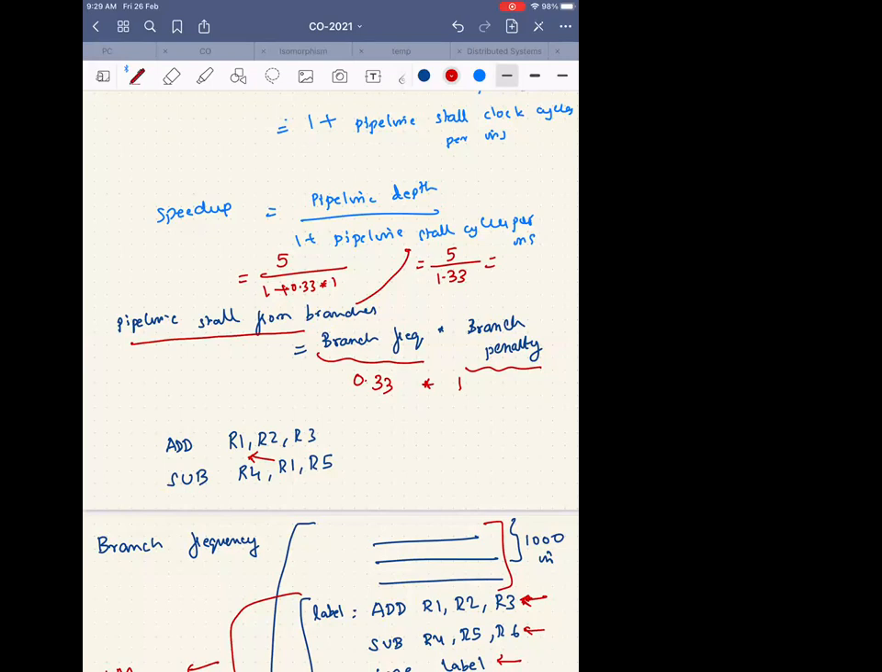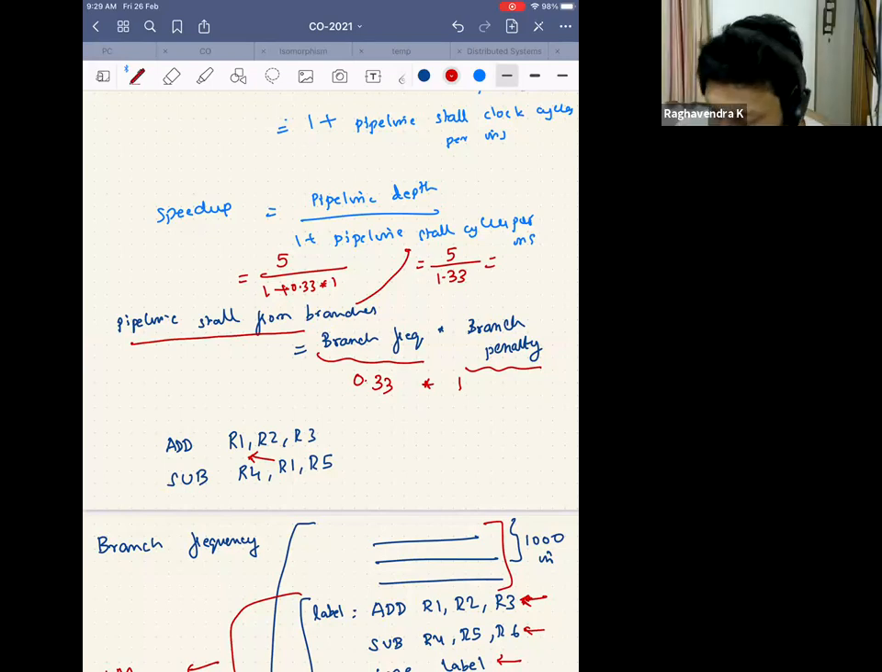3 point something, right? So it's, let's say, 3.x. So you can see that the speed up was 5, but because there were branches, my speed up reduces to 3 point something. That's why we are saying we have to reduce the pipeline stall cycles from branches. And the way to reduce pipeline stall cycles from branches is either reduce the branch frequency or reduce the branch penalty. Now, how can I reduce the branch frequency?